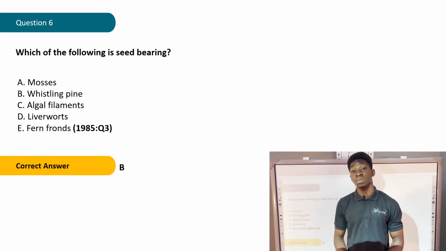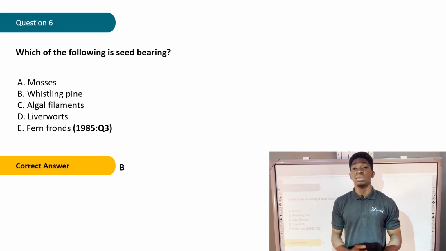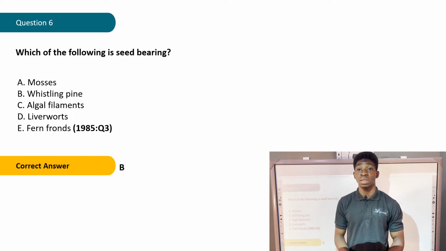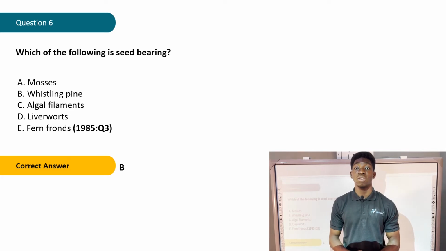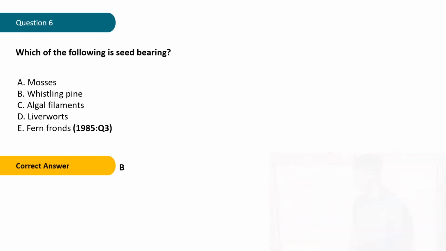Fern fronds are pteridophytes, and they also do not bear seeds, while whistling pines are gymnosperms, also known as the conifers. The conifers bear seeds. They are under the spermatophytes.